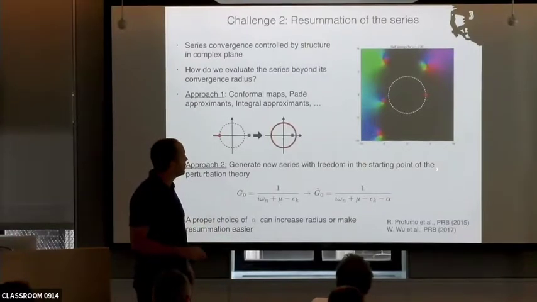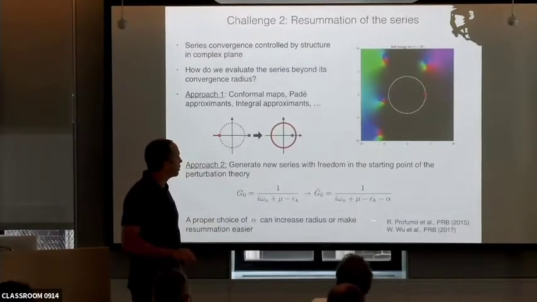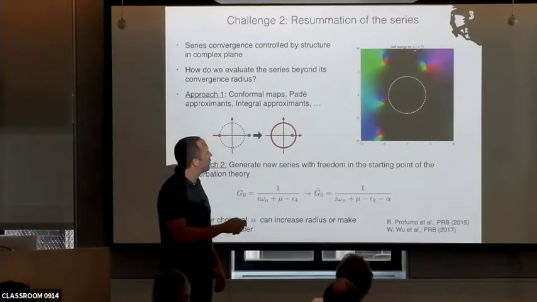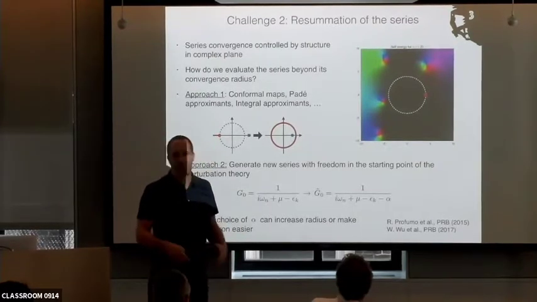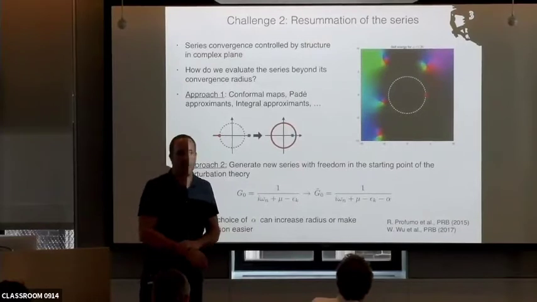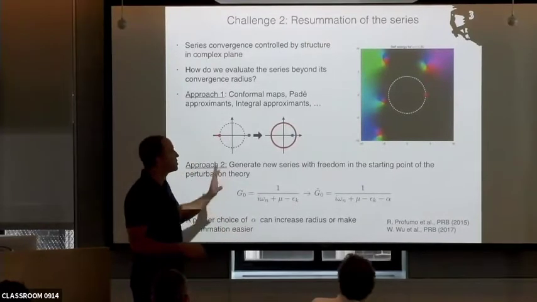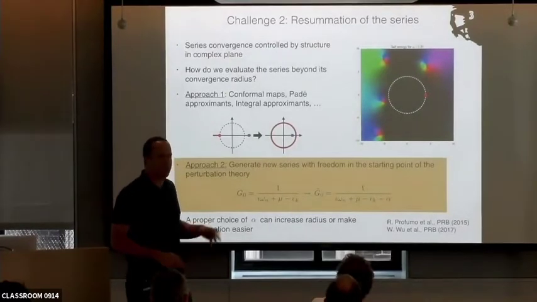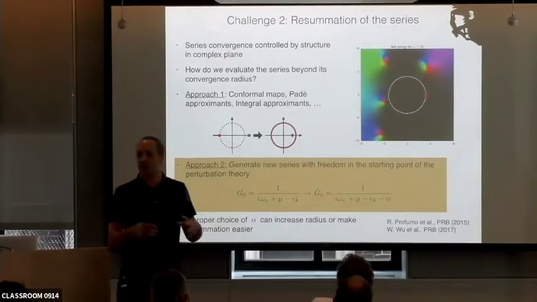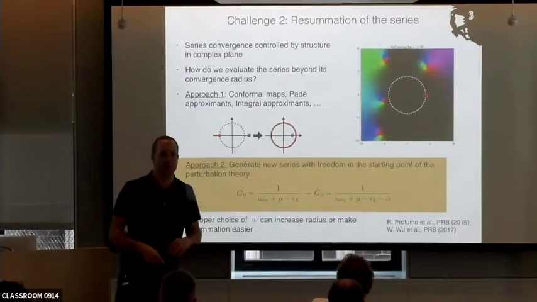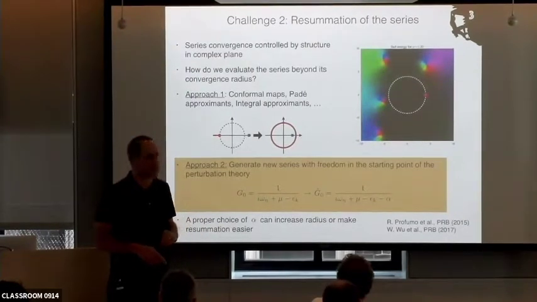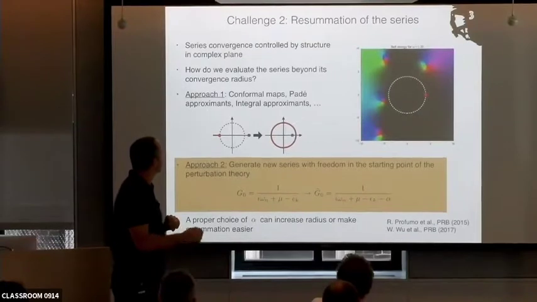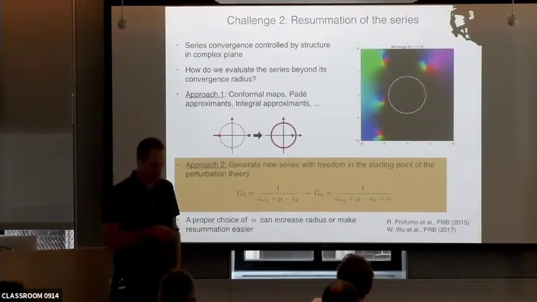This liberty has been used in several works in real time by Rosario Profumo and others, and we did this at equilibrium with Wei Wu and then in further works as well. So a clever choice of this parameter can help either resum the series, or maybe sometimes even you don't need to resum the series, but just evaluate directly. So this is what I want to discuss today: the freedom in starting from a different non-interacting, if you want, or taking different starting points to construct the perturbation series. Of course, there's lots of activity in these other things too, but I'm not going to address this.